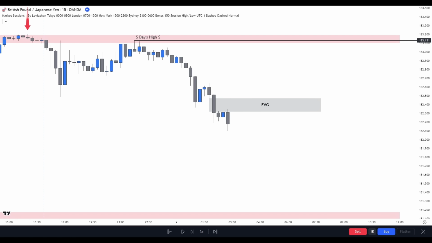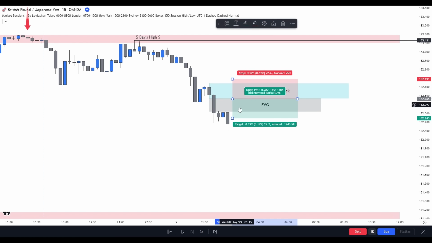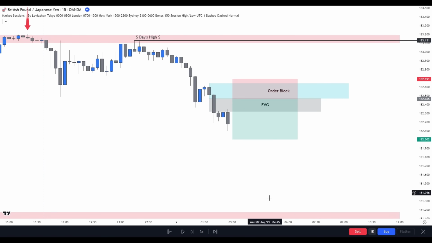However, we can see that right now, the market has enough liquidity. It has created an unmitigated order block, providing a perfect opportunity to go short with the dominant downtrend. So we can place a sell limit precisely at this order block and target 2 times our risk.